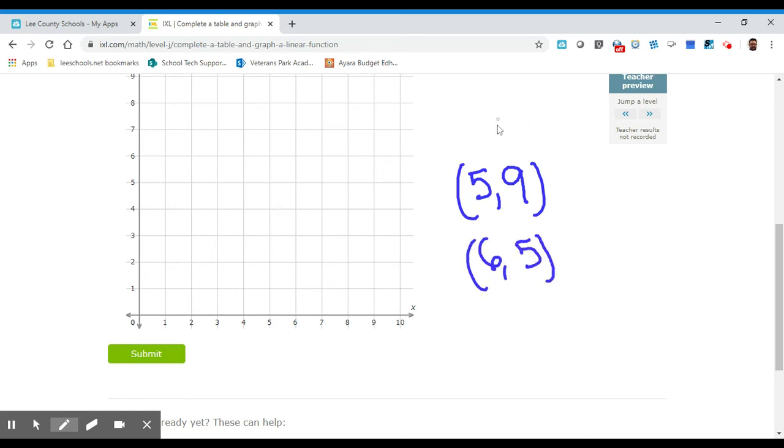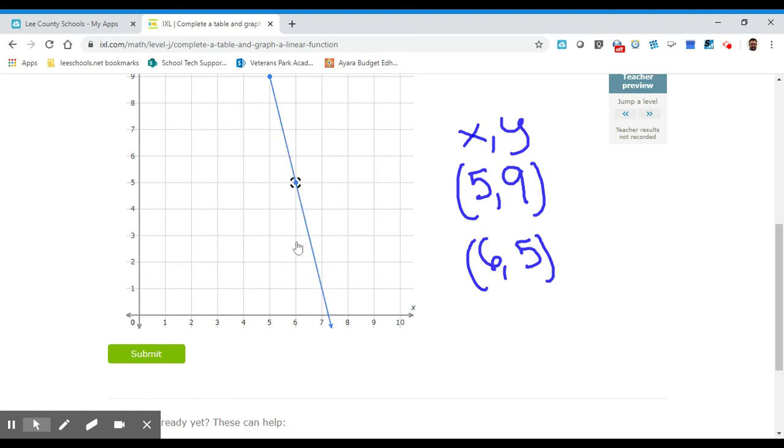Okay, so remember, x before y, we're gonna go to 5 on the x. So let's climb on over here to 5. And then we're gonna go up to 9. That's the first point. Then we have to do 6, 5. So let's go over to 6 on the x and up to 5 on the y.